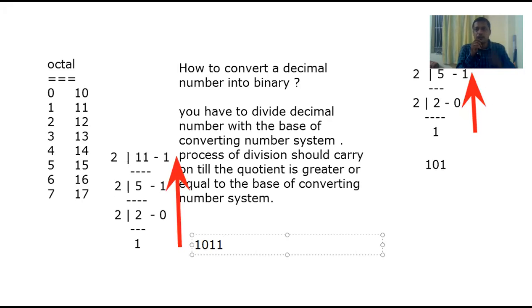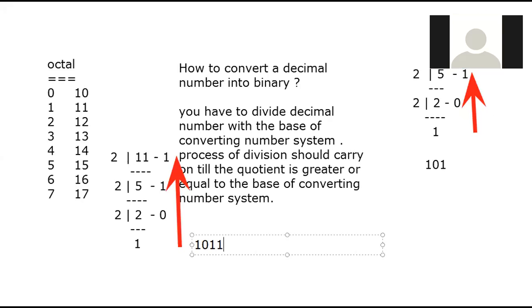In that screenshot, you will find that the count of 11 goes from 0, 1, 2, 3, 4. If you count, 11 will be like this: 1, 0, 1, 1. So you can check the answers.